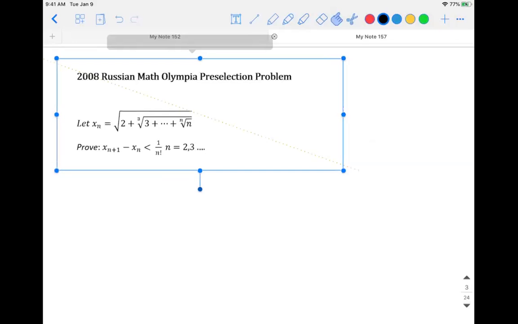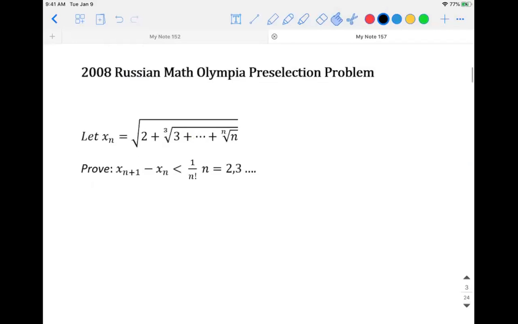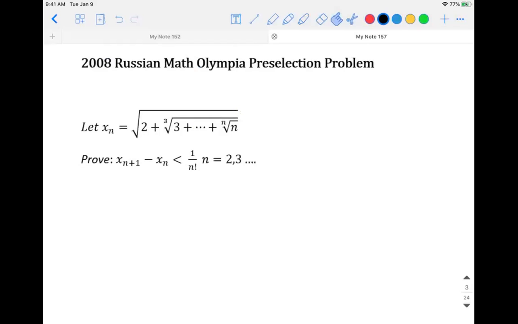It says it's a Russian IMO pre-selection problem. It defines a pretty weird expression, this under-root thing. The question asks you to determine that x_{n+1} minus x_n is less than 1 over n factorial. So Joey, I'm going to ask you, you don't have to do something super detailed because it's kind of difficult to explain. Give us a big direction.